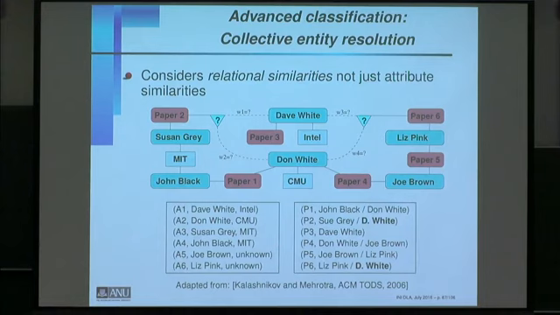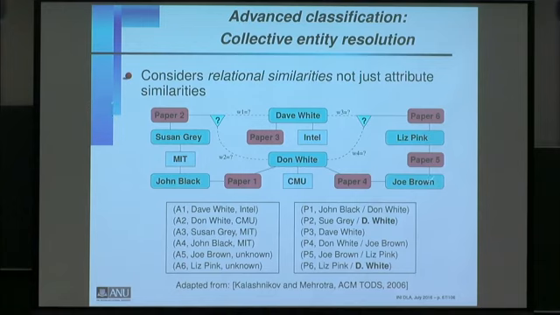We have a database of authors. We have a Dave White, a Don White, Susan, etc. We don't know where these 2 authors are. And we have a table of papers. And in here we have 2 D. Whites. And the question is, are these two D. Whites Don or are they Dave?